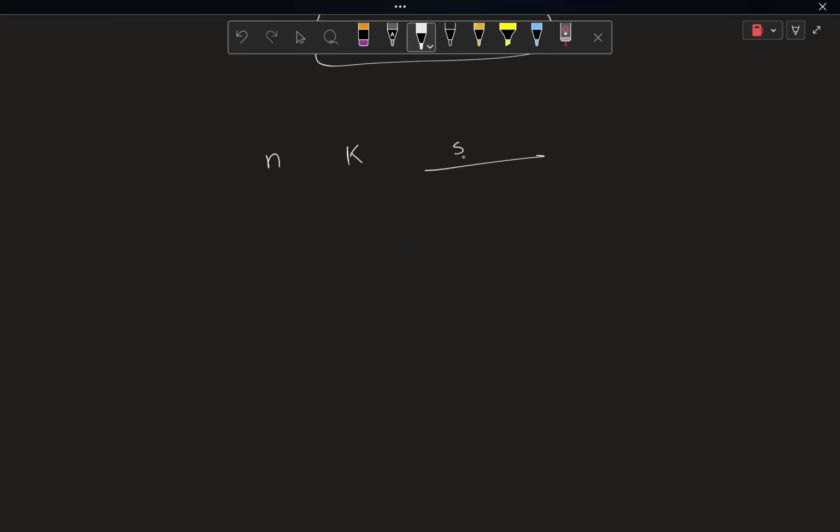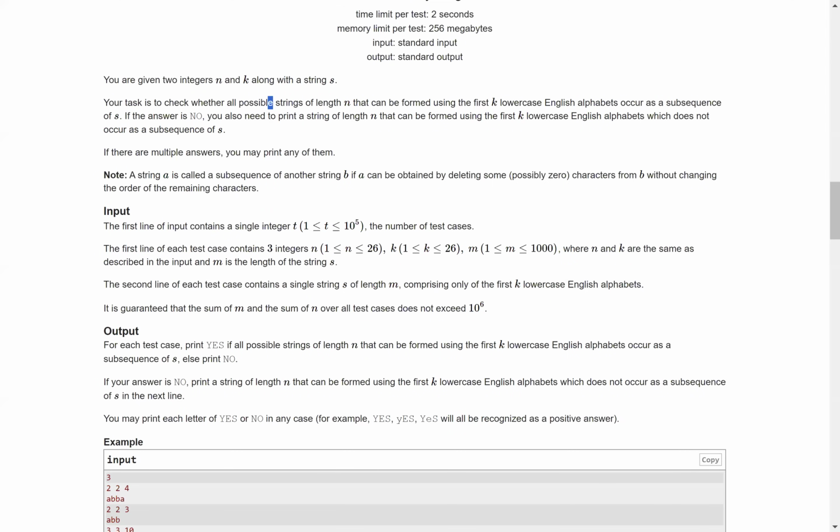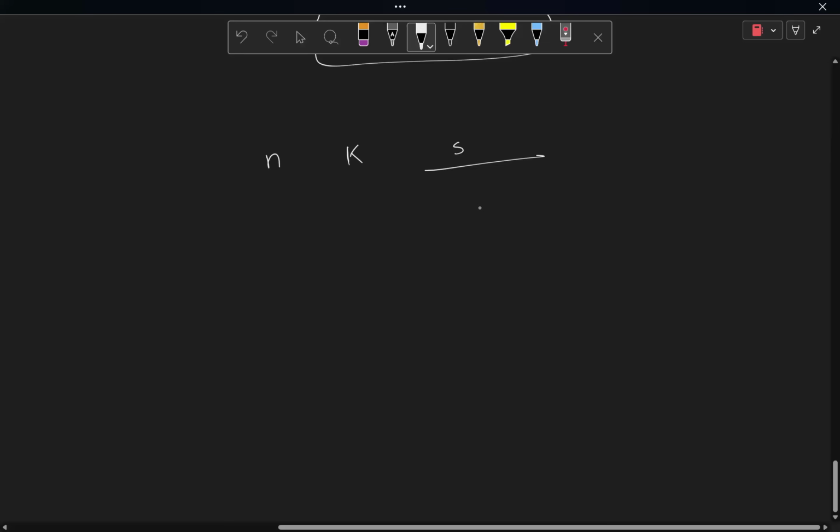Yes, joined a bit late. Which problem is this? This is the C problem. Okay, okay. Please carry on. Okay, thank you.